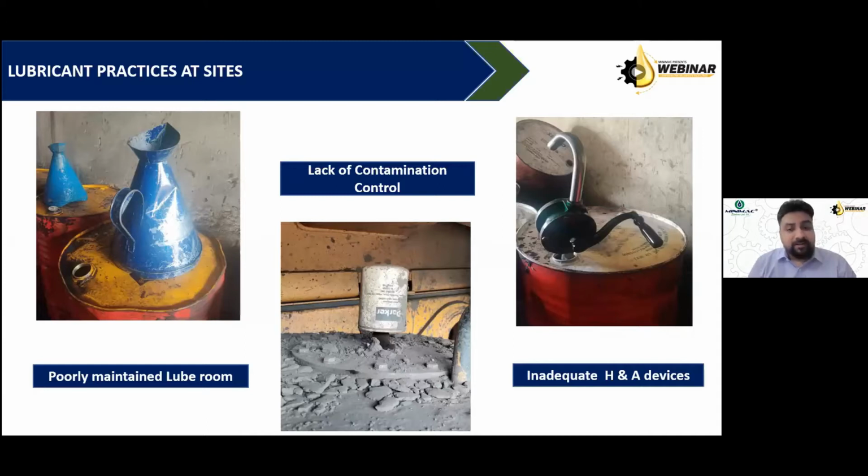Then the second one is the lack of contamination control. So it has been seen at certain cement plants where the entire dust zone has covered the lubrication tank, and that lone breather element is unable to do any work out there because it's already choked probably. Then there are inadequate handling devices and arrangement devices. So because of that, people use whatever is present with them. So these practices must certainly be avoided.